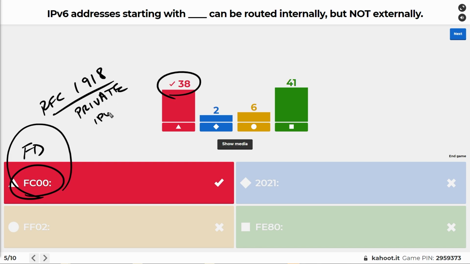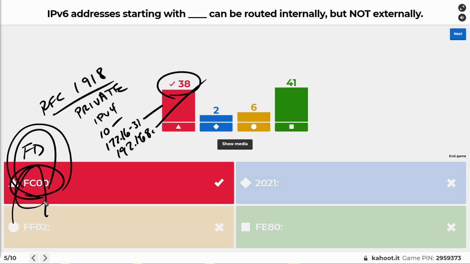So private IPv4 addresses, which include things like 10 anything, 172.16 through 31 anything, and 192.168 anything. Think of FC and FD like private addresses. You can route them in your organization, but the internet is not going to route them for you. They're going to drop them just because these are addresses that should never show up on the public internet. So FF02 is a multicast address, and the 02 means it's not being routed anywhere.